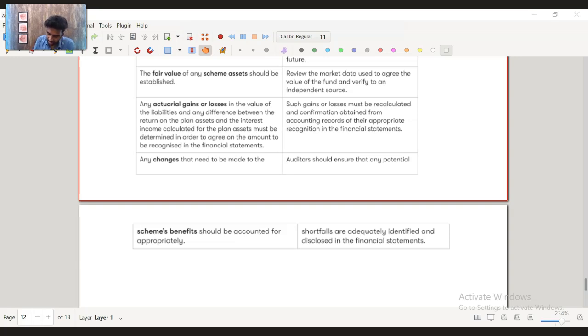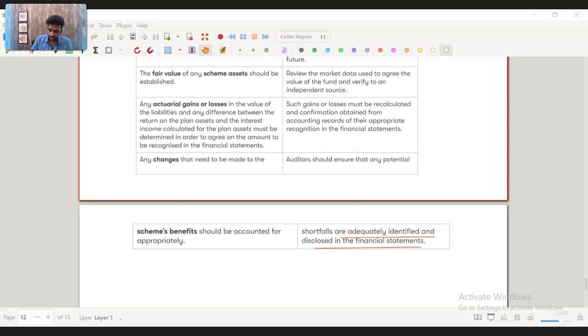Any changes or shortfalls are adequately identified and disclosed in the financial statements. So any changes with respect to the scheme benefits, like they have increased the benefit or decreased the benefit, or they have now given out the benefit, etc. Those changes have to be disclosed in the financial statements very clearly as well.